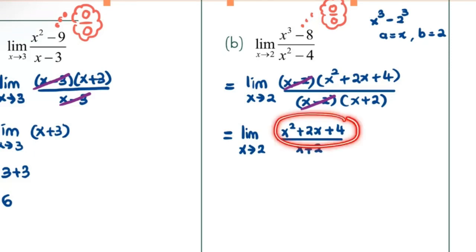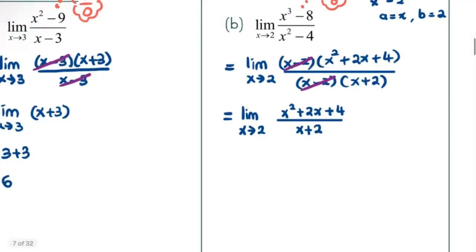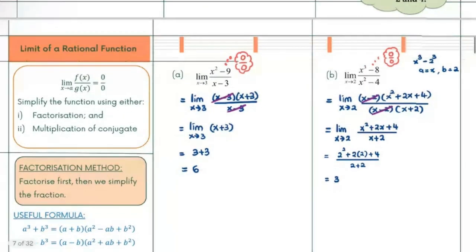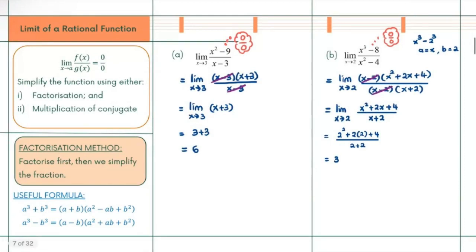Ini dah tak boleh factorize dah lah. Kalau kamu tekan calculator dia akan dapat identity. Okay, now dah tak boleh nak simplify, kita gantikan nilai. So 2 squared tambah 2 kali dengan 2 tambah 4 bahagi 2 tambah 2. Okay, tekan kalkulator dapatlah jawapan 3. Ya ke? 4, 8, 12. 12 bahagi 4 dapat 3. Okay. So far untuk the first limit of a rational function ini boleh ke?